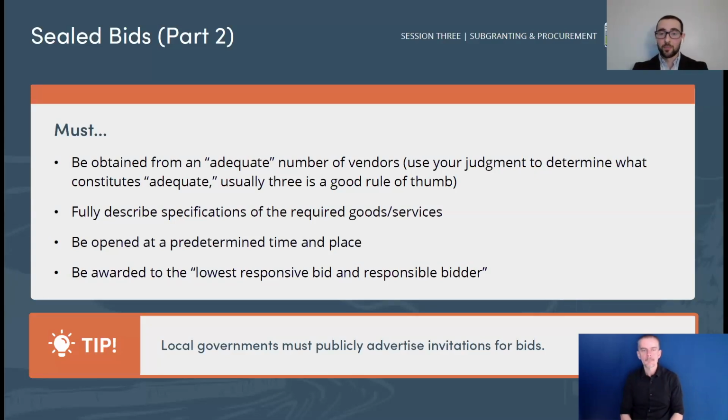It's worth noting that local governments have to publicly advertise their invitations for bids. So if you're a local government, remember this has to be done out in the public. We need to release advertisements that are available to the general public to bid on a federal contract.